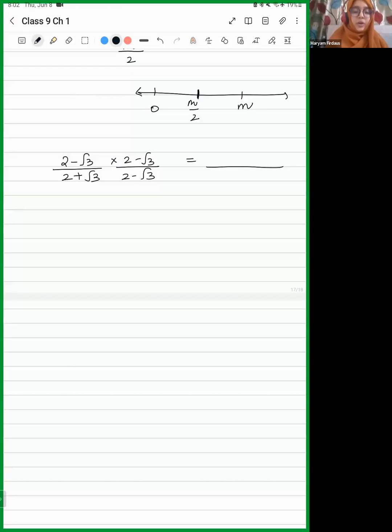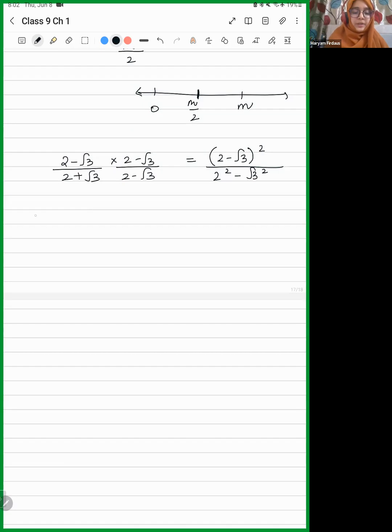Okay, first tell me what is the numerator? 2 minus root 3 multiplied by 2 minus root 3. Can I write that as 2 minus root 3 whole square? Yes, ma'am. Okay. Now let's come to the denominator. Root 2 square minus root 3 square.